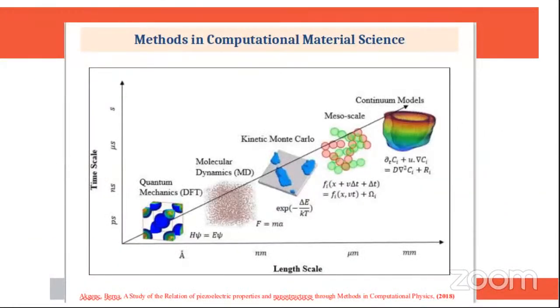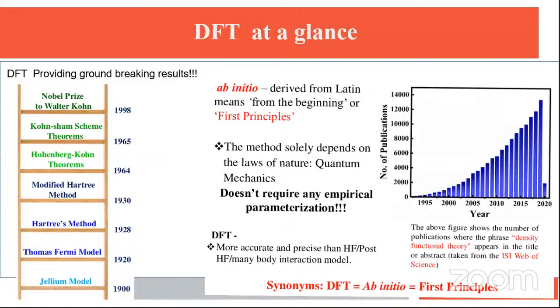Now, the next part of my talk is in the computational field, the DFT based study, and this is the length scale and the time scale. We start from quantum mechanical DFT up to continuum models, and persons working in the theoretical and computational fields follow this, depending on the computational facility available as well as the types of materials. Next. Now, DFT is also known as ab initio or first principles, and one can say the synonyms of DFT are these two. And this is the time scale of the development of DFT starting from 1900 to 1998, where the Nobel Prize was won by Walter Kohn. And next.